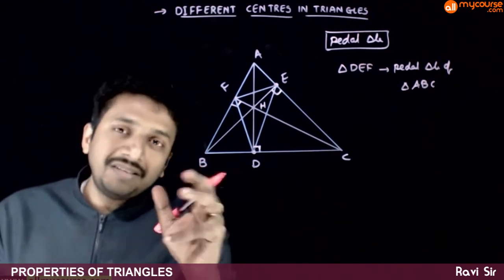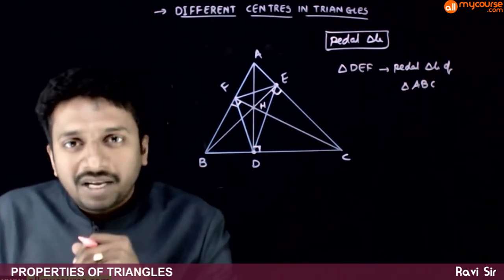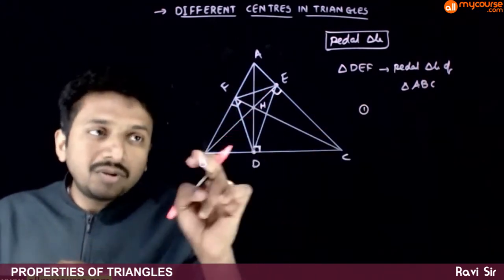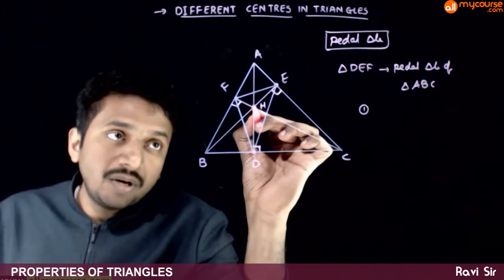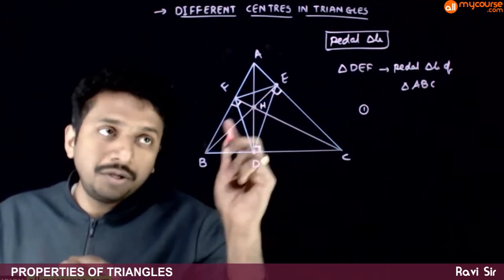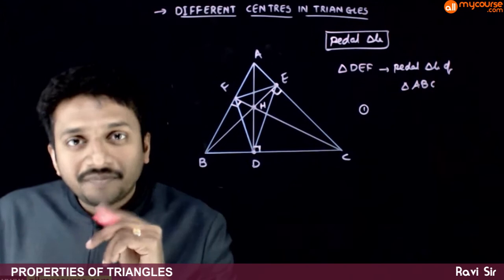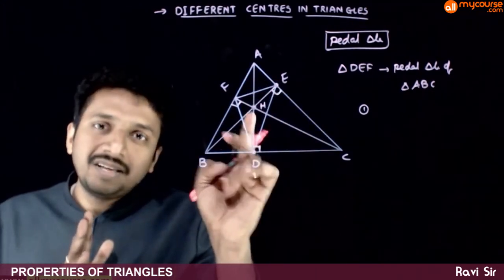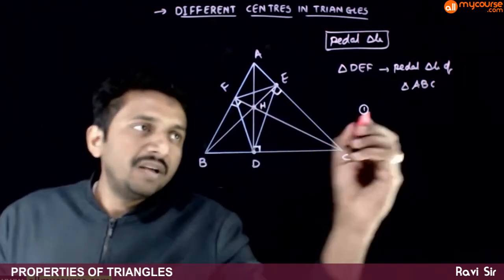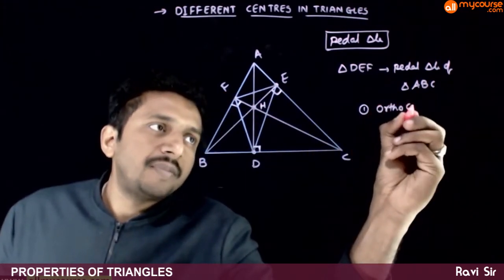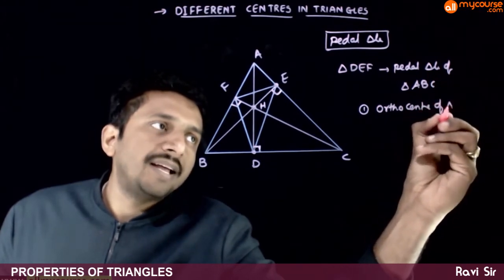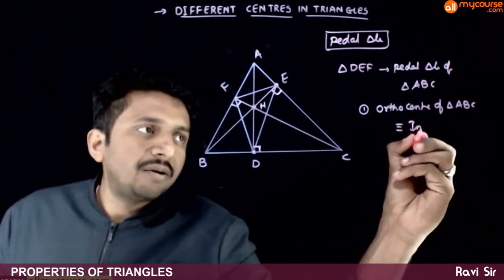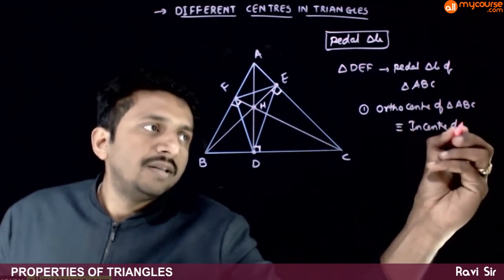Now, what are the things that you need to know about the pedal triangle? The first thing you need to understand is that the orthocenter of triangle ABC, which is H, the point of intersection of the altitudes, is nothing but the incenter of triangle DEF. The orthocenter of triangle ABC will be the same as the incenter of the pedal triangle.